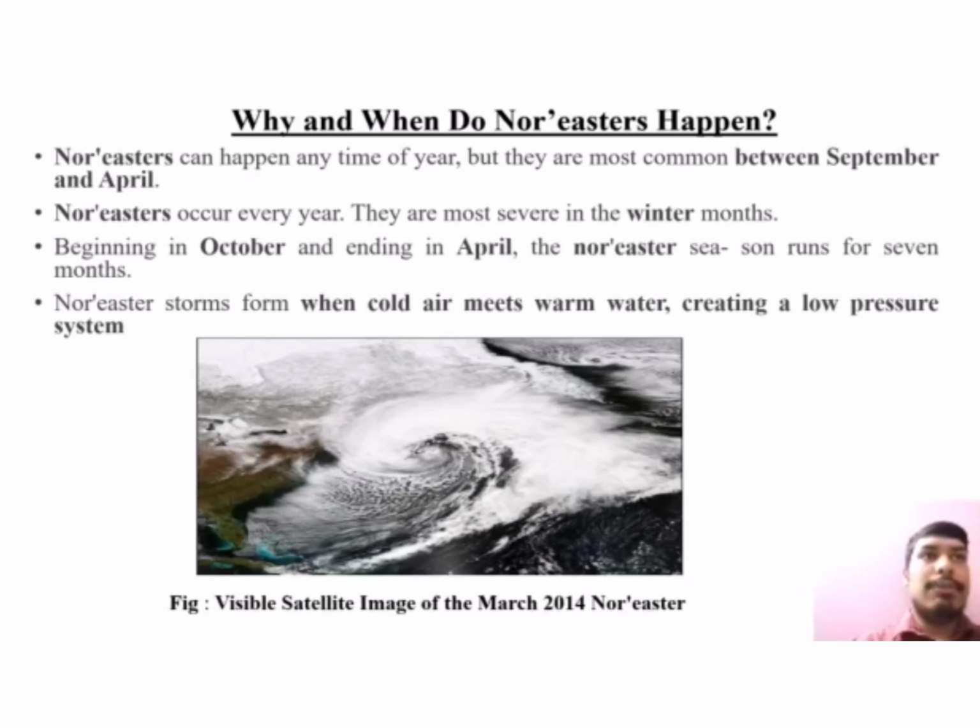Nor'easters usually develop between Georgia and New Jersey within 100 miles east or west of the east coast. The frequency of nor'easters is much higher than hurricanes, and out of the 20 to 40 annual storms, at least 2 or 7 are significant. Nor'easter storms form when cold air meets warm water, creating a low pressure system.